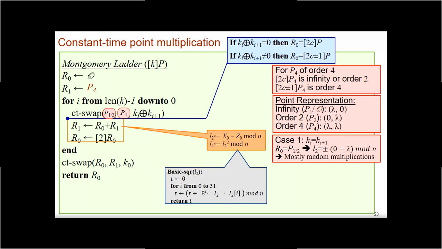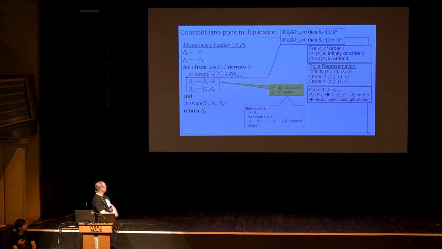The other option is that ki is different from ki plus 1, so we had a transition. In this case, we swap R0 and R1. They go back into the implementation, and we get the element of order 4 at this point. So x0 equals z0 because they are equal. That will give us 0 going into the implementation here.